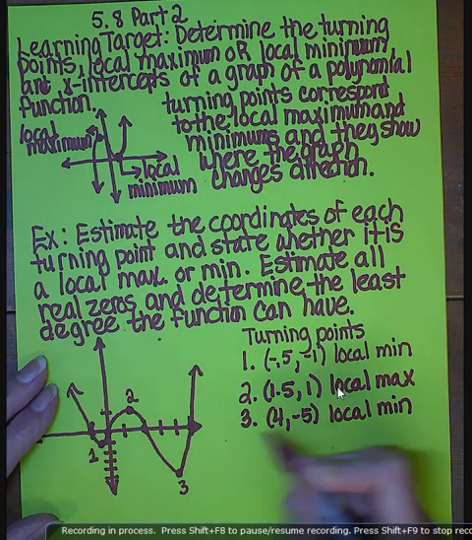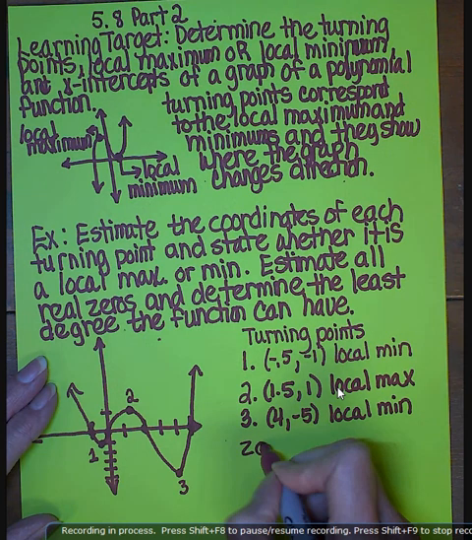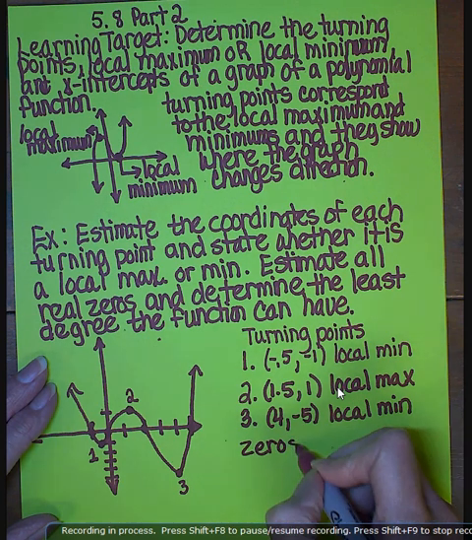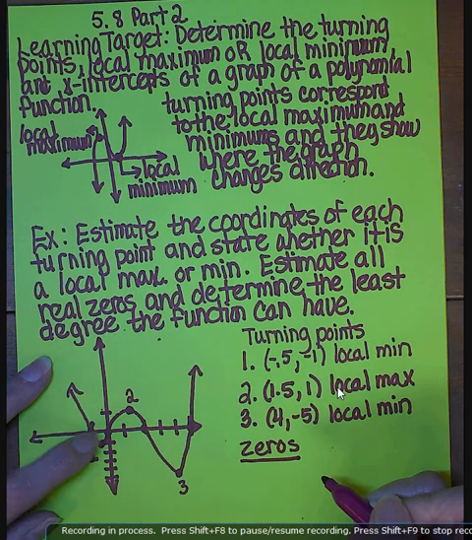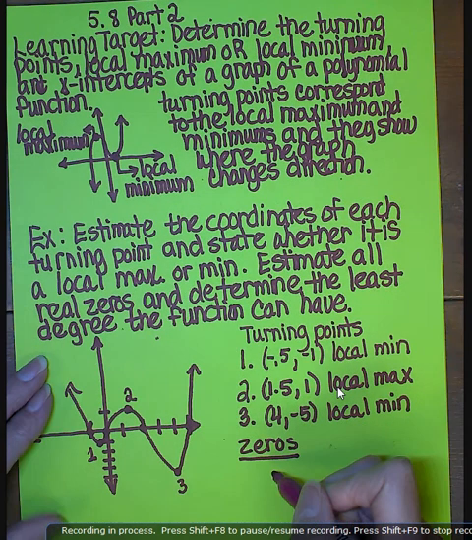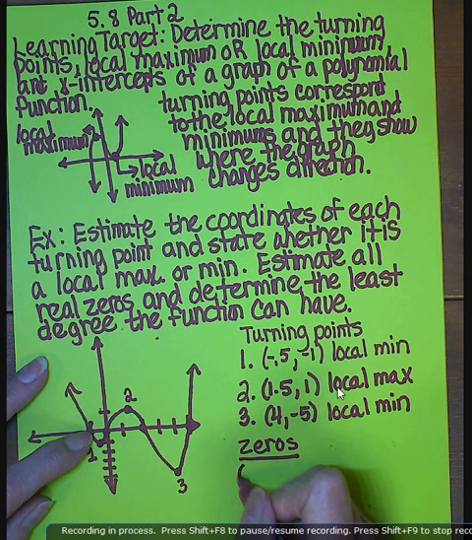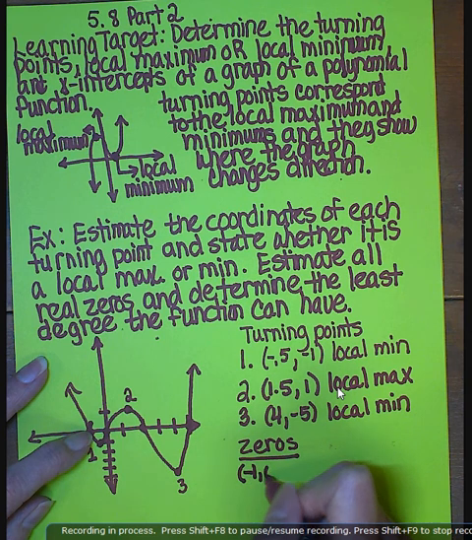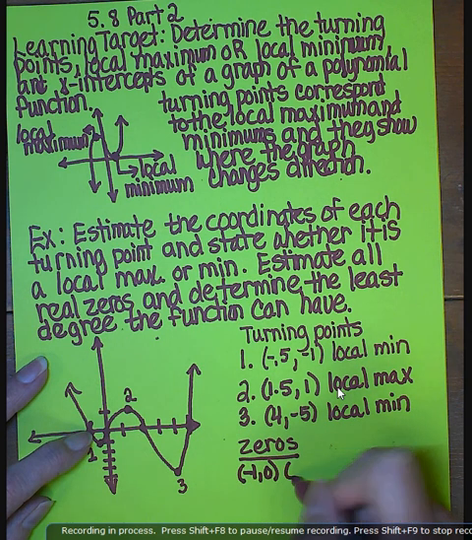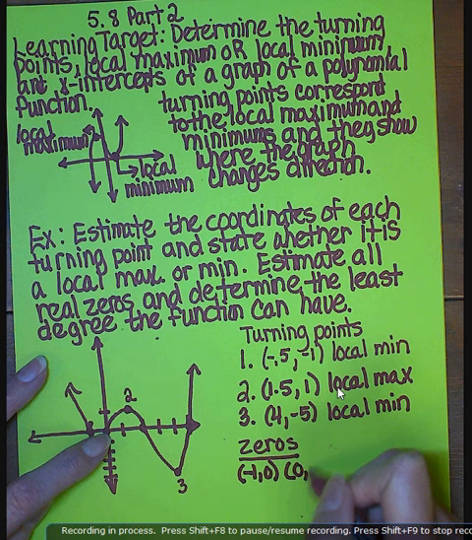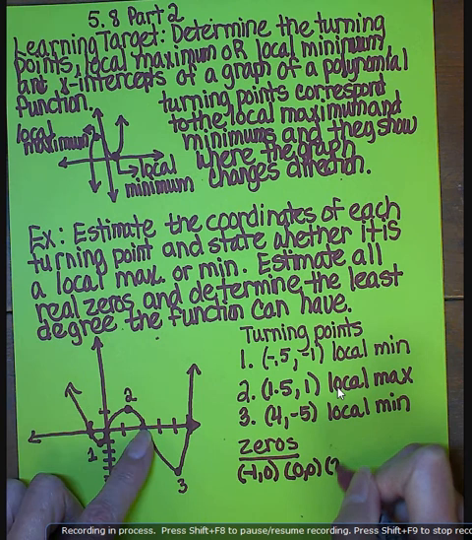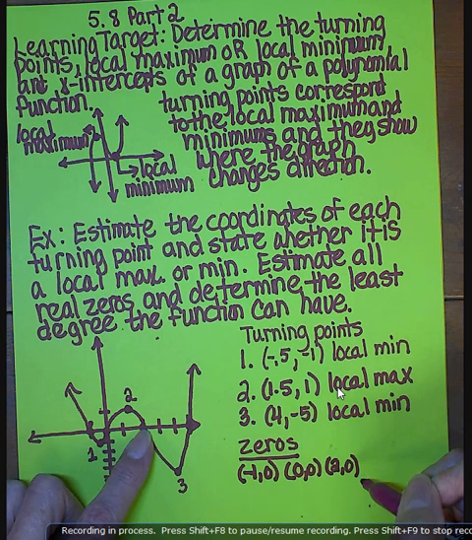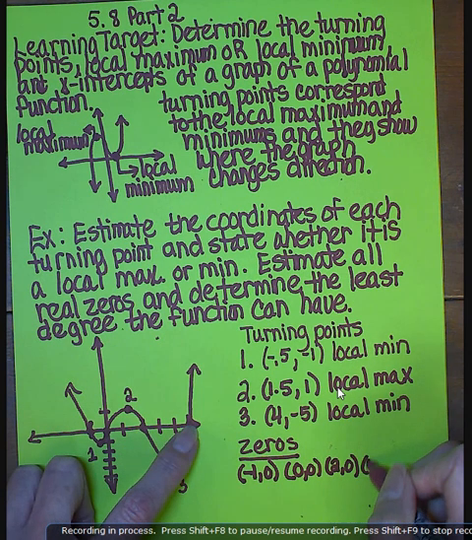Okay, now we're going to estimate all the zeros. Remember that these are the same as the x-intercepts, okay? So we have 1, 2, 3, 4 x-intercepts. So the first one right here, that would be negative 1, 0. And then right here, we would have 0, 0. And then we would have 2, 0. And the last one would be 5, 0.